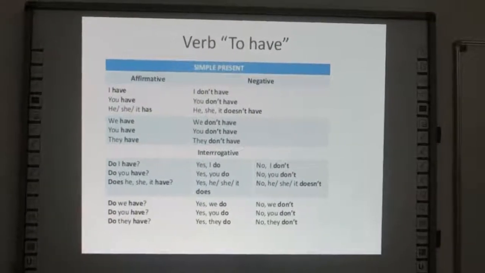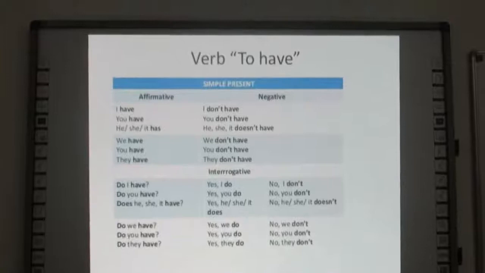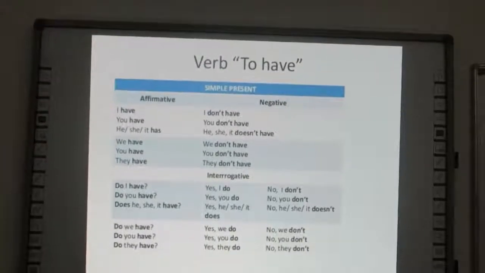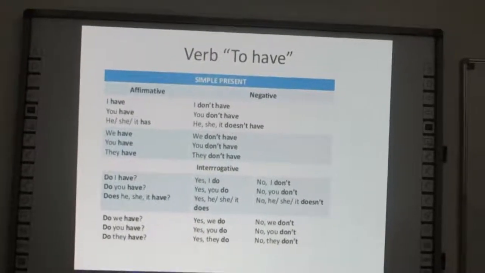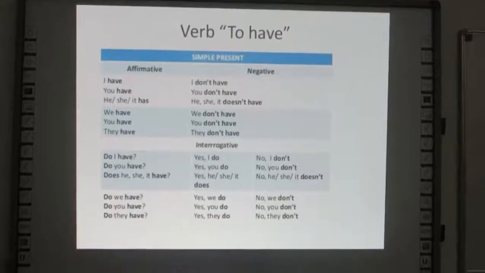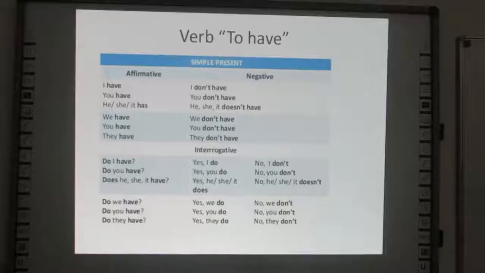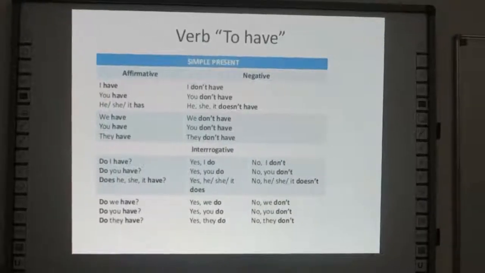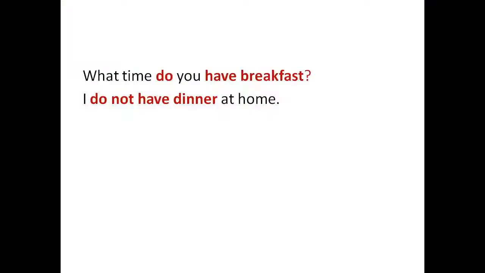If the verb to have is a part of the expressions to have breakfast, to have coffee, to have a rest, to have a dinner, the interrogative and negative forms of the sentences with these phrases are formed with the verb to do. What time do you have breakfast? I do not have dinner at home.